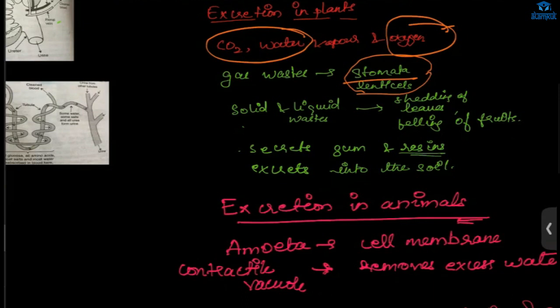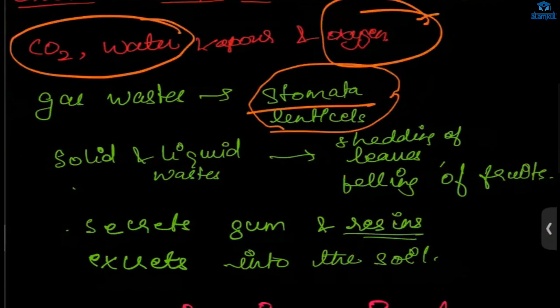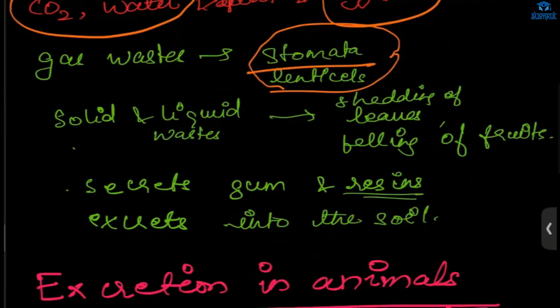And solid and liquid waste, how will they be removed? Gaseous waste is removed by stomata and lenticels. Good. And then solid and liquid waste is stored in the leaves. And when they fall, you have seen the drying of leaves, right? Fruits fall and leaves fall. Those are waste. So actually fruit is waste of the plant. We are eating that fruit.